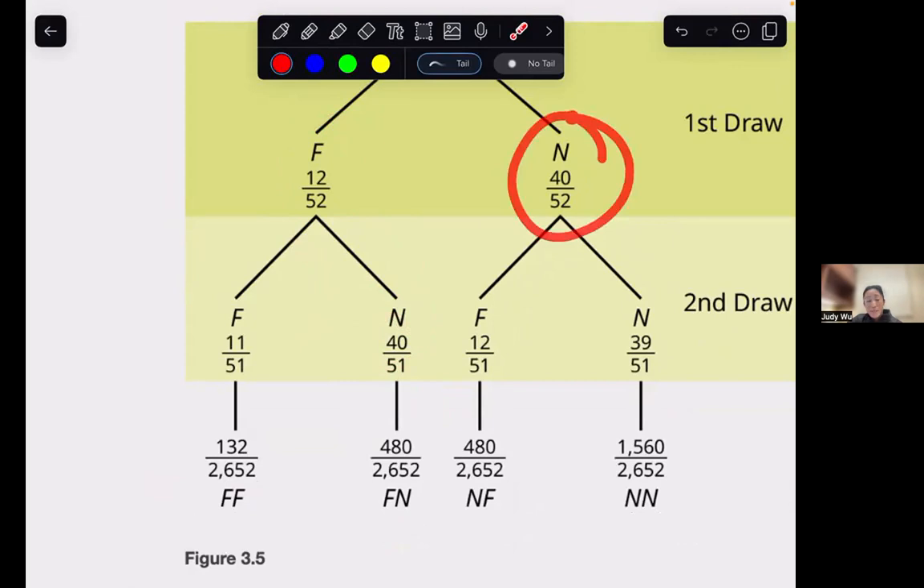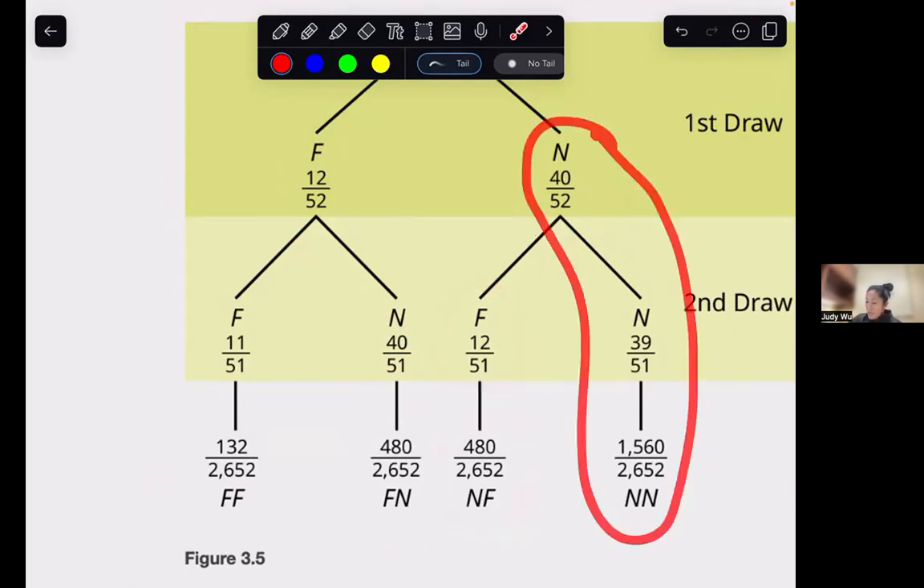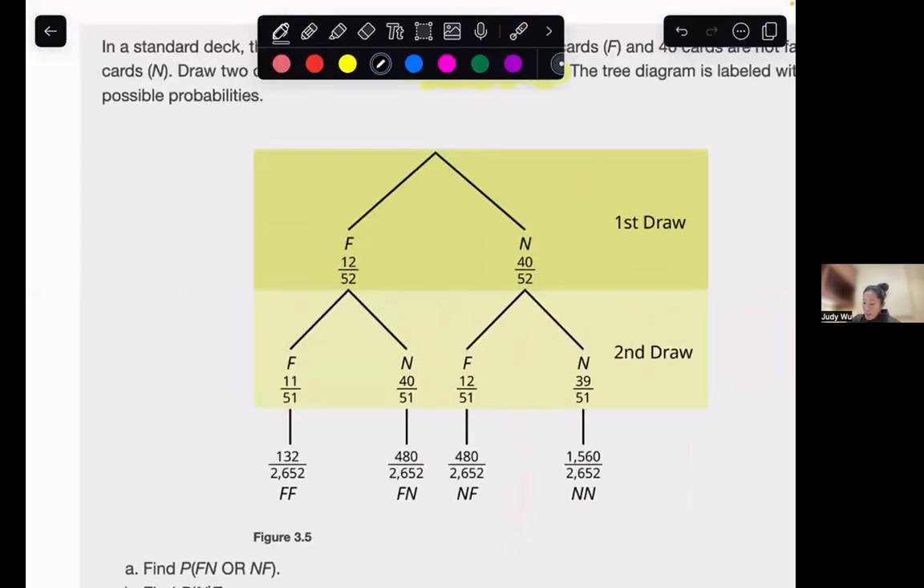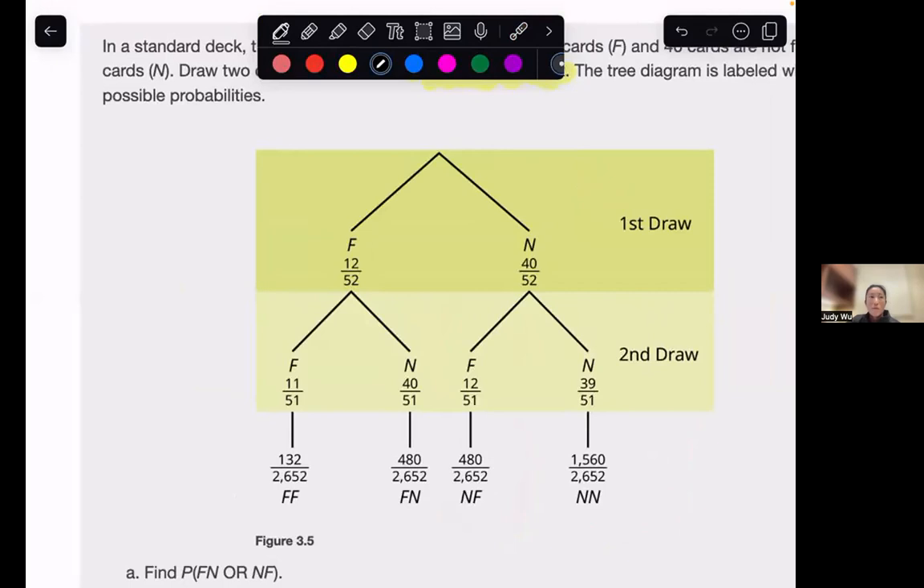When we pick a number card first and then a face card, we have this probability. And then if we draw a number and then a number, that's the most common one, the highest frequency or the highest probability, 1560 over 2652. And again, we got that numerator because we took 40 times 39 to get 1560. Okay, so I think we can start to see why a tree diagram can be so helpful in figuring out probabilities of things that happen at the same time, or one after the other, and they depend on each other.